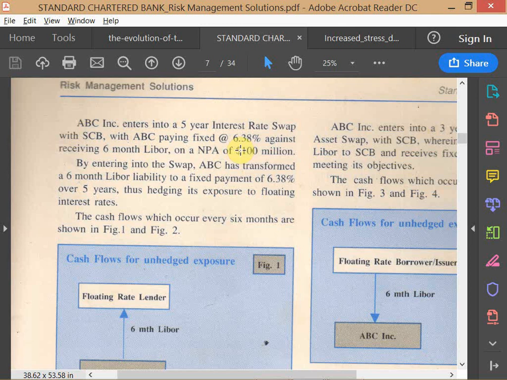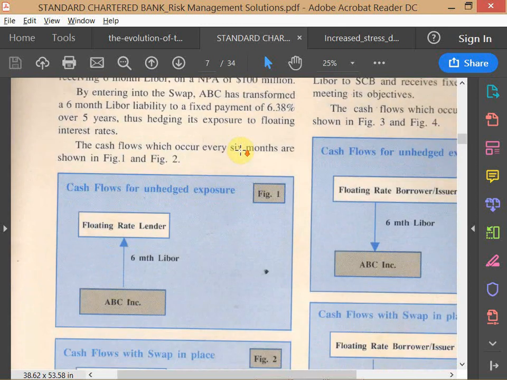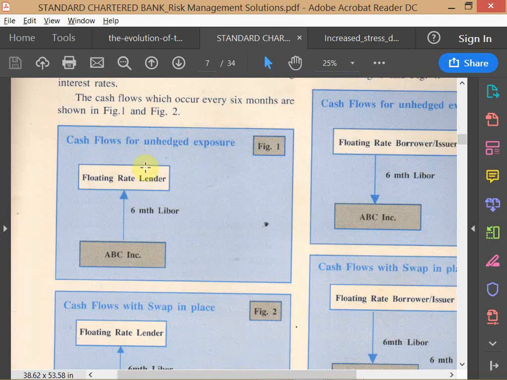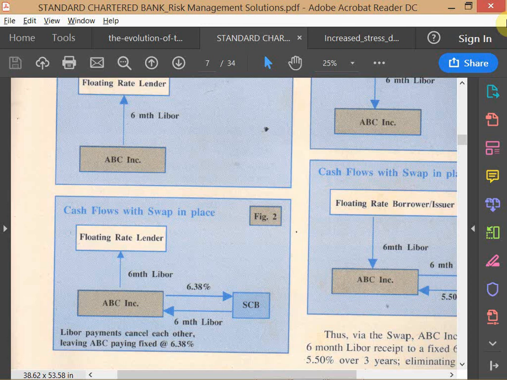Now if this transaction is to be a perfect hedge, we assume that they have issued $100 million worth of FRNs. They have an FRN liability for 100, that's how it will be a perfect hedge. So if they have a $100 million FRN liability, every 6 months they have to pay 6 month LIBOR on $100 million. Now they've also done an IRS for $100 million. So therefore the 6 month total liability on the 6 month LIBOR legs will cancel out perfectly. Is this clear? That is if you want to structure this as a perfect hedge.